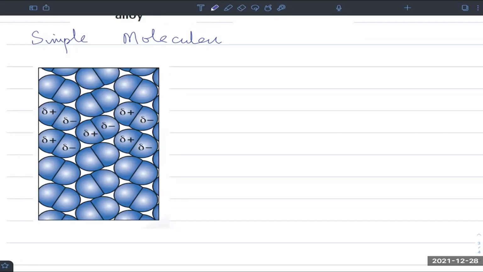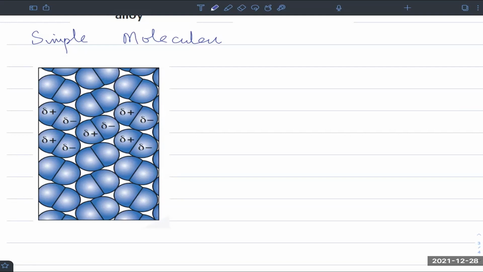When they come together, there's not a regular pattern, and when you give them even a small amount of energy, these molecules will vibrate, and they will just go their separate ways. That's what happens there. All right.